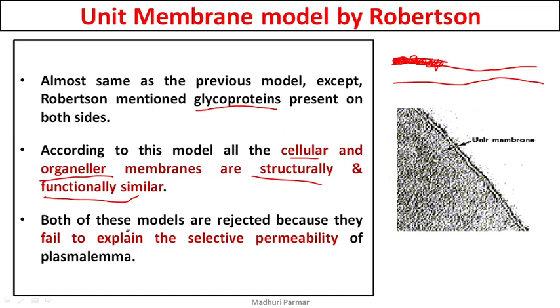So both of these models, the sandwich model and the unit membrane model, are rejected because they fail to explain the selective permeability. The cell membrane has this special ability called selective permeability. Selective means it can select for its own. It will select something specially, and permeability is to give permission to enter. So it can selectively allow only some things to enter. So this Robertson model or unit membrane model and the sandwich model could not explain how this is happening.